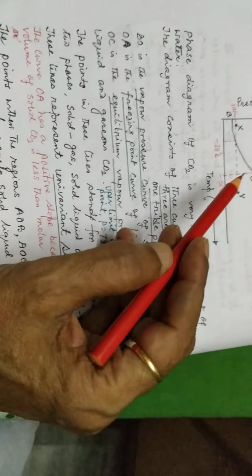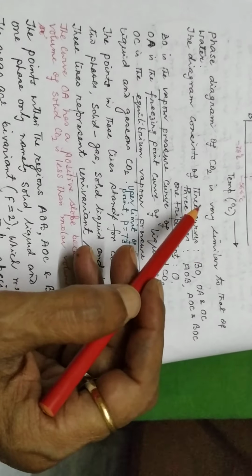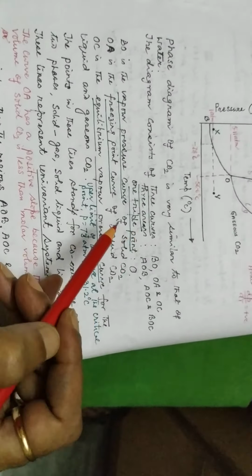Now I have already discussed that the curve OA has a positive slope because the molar volume of solid carbon dioxide is less than the molar volume of liquid carbon dioxide. Okay? Now, the points in the regions AOB, AOC or BOC indicate one phase only. So AOB is the solid phase, BOC is the gaseous phase, and AOC is the liquid phase. Okay?